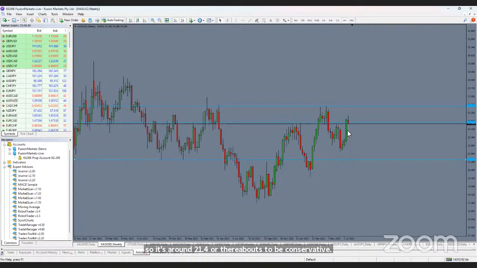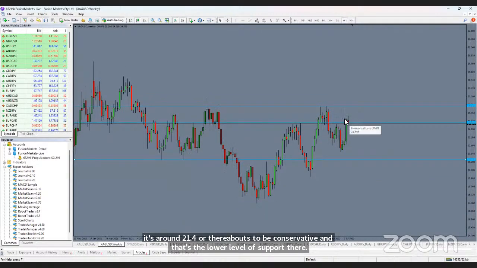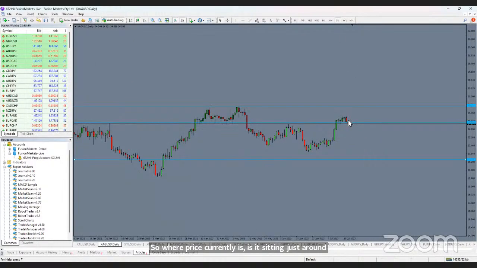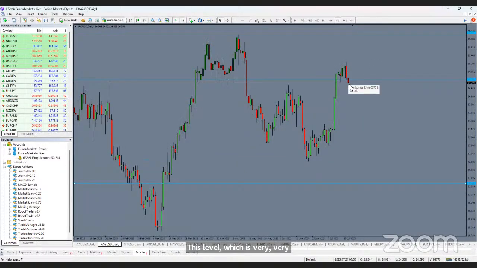So where price currently is, it's sitting just around this middle level here. I'm looking for price either to turn around and get back above this level, which it's very, very close to at the moment, or I'm looking for it to put in a lower high and continue moving downwards, perhaps even down to this lower level down here. So at the moment, again, it's waiting for price action to lead before I make any decisions. I need price to be above this horizontal level ideally before I return to trading long on silver.